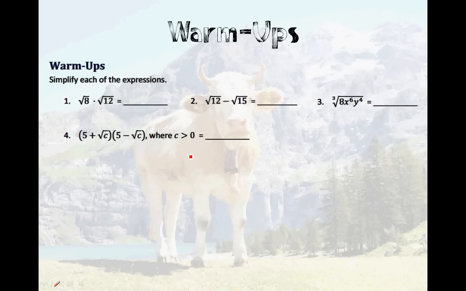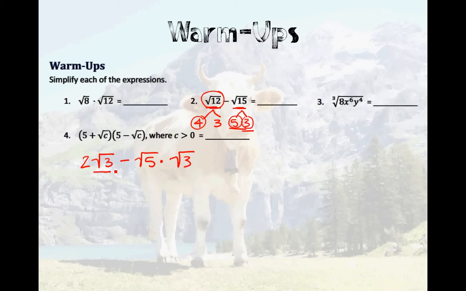Okay, so for number 2, same idea. I want to break these down. So 12 breaks down into 4 and 3. 4 is your perfect square. Unfortunately, 15 doesn't break down into anything perfect. So what do we do? Well, let's go ahead and try to break these down and play with them a little bit. So over here, the square root of 12, I can break down into 2 square roots of 3. And then this square root of 15, I could theoretically break it down into square root of 5 times square root of 3. That's allowed, no problem with that.